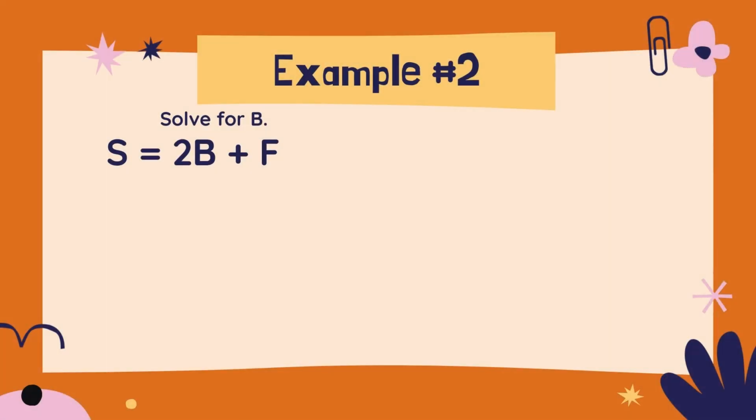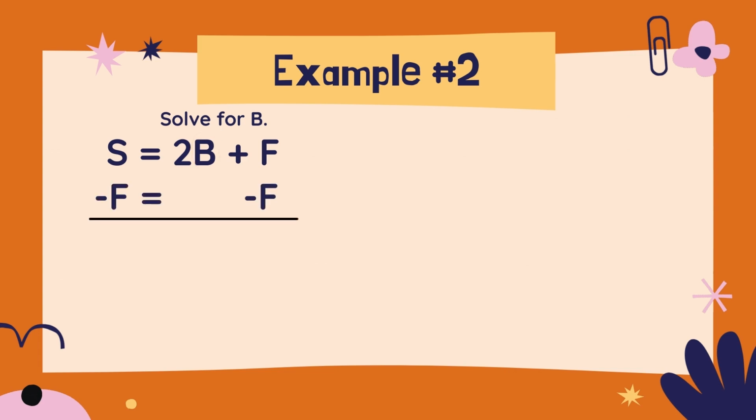Example number 2. No story problem this time, just a formula. Solve for B. S equals 2B plus F. Now we need to get B all by itself. The B is tied pretty tightly to the 2. 2 is being multiplied by the B. And then that plus F, we can get rid of that.